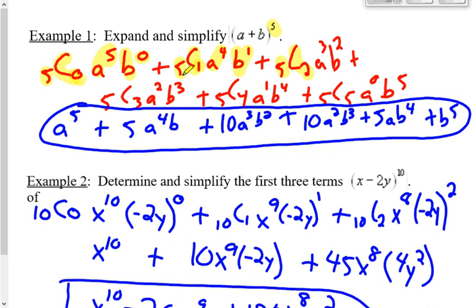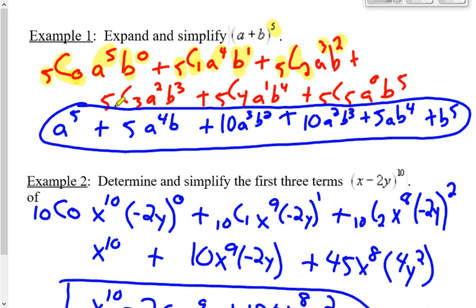Other interesting things. What's 5 take away 1? Oh, it's that first exponent of 4. What's 5 take away 0? Oh, the first exponent of 5. So over here, when we're at 5 choose 2, what should the first exponent be? 5 minus 2? Oh, look, it's 3. 3 plus 2 is 5.